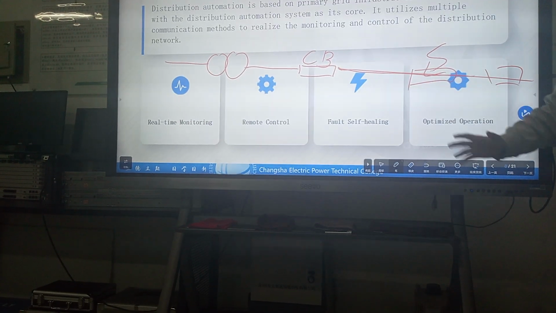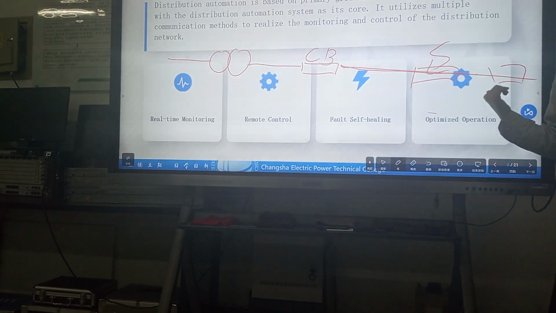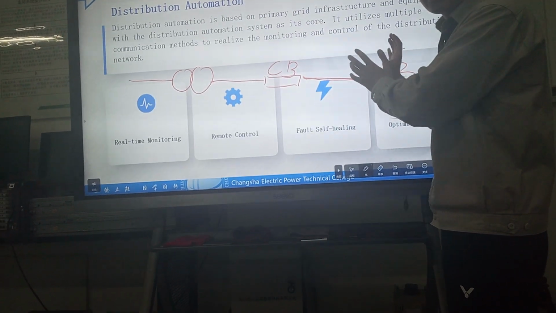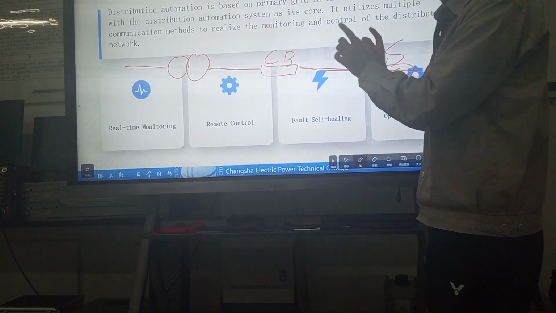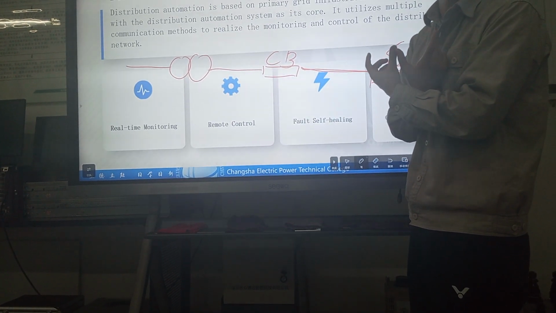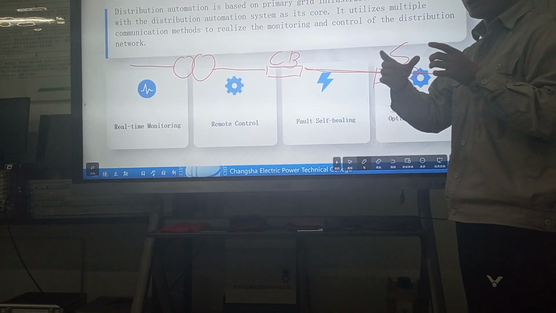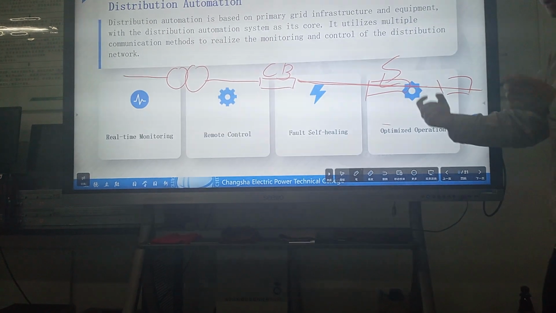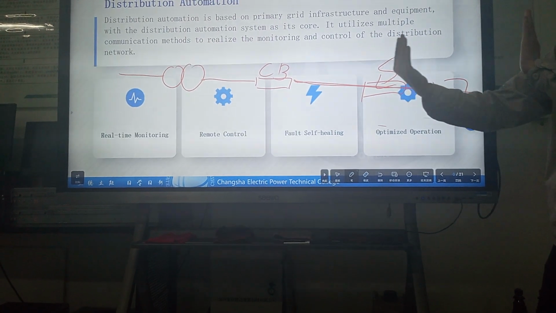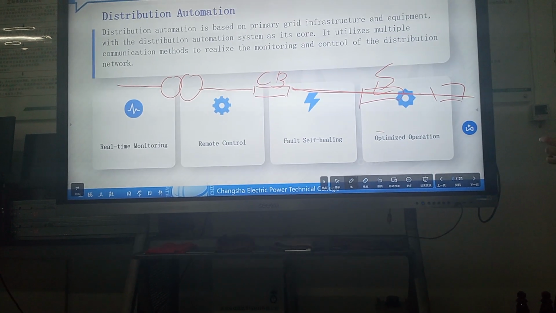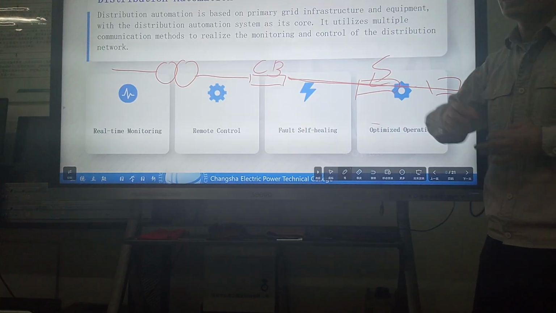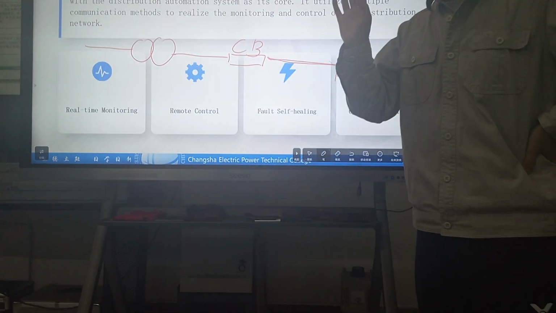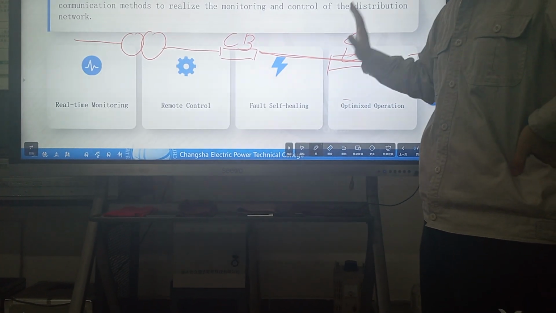If we can put more circuit breakers in the outgoing lines and divide the distribution line into several parts, we can make the fault area smaller, right? Okay. And what is the difference in the engineering? What is the challenge of this?